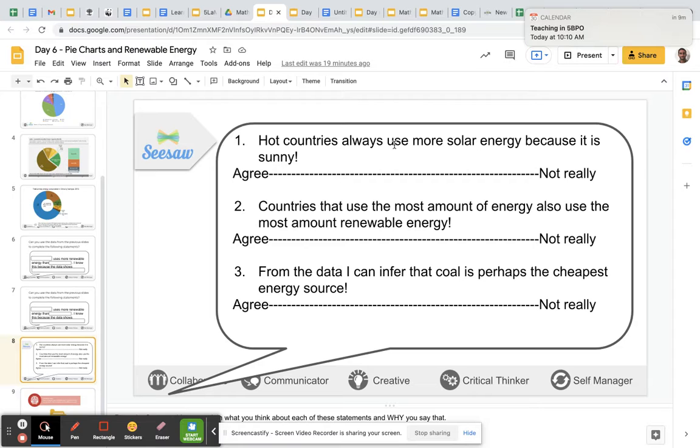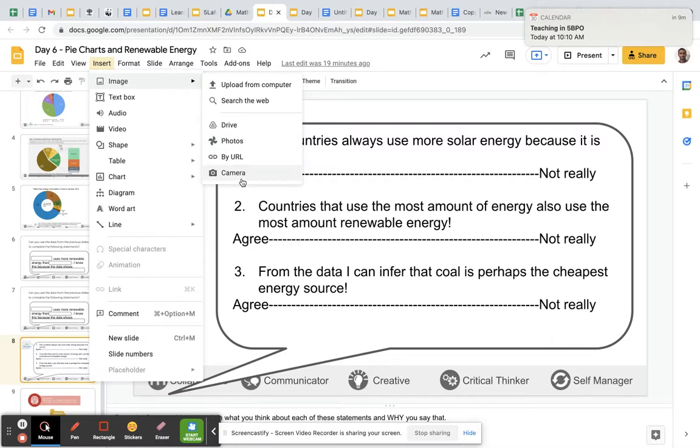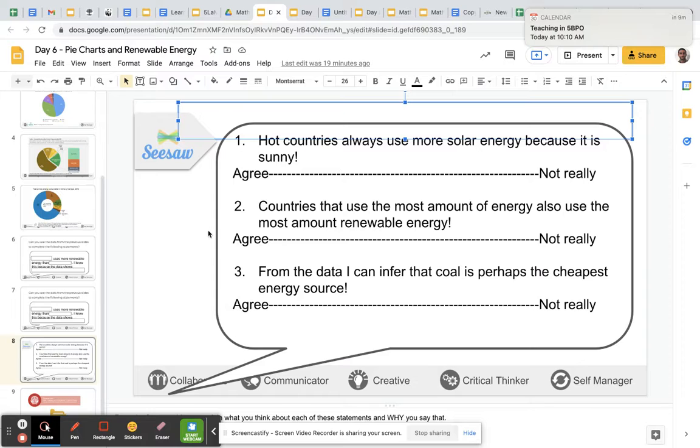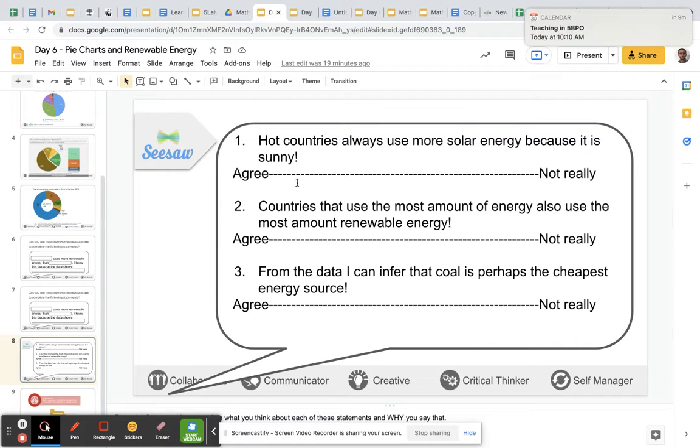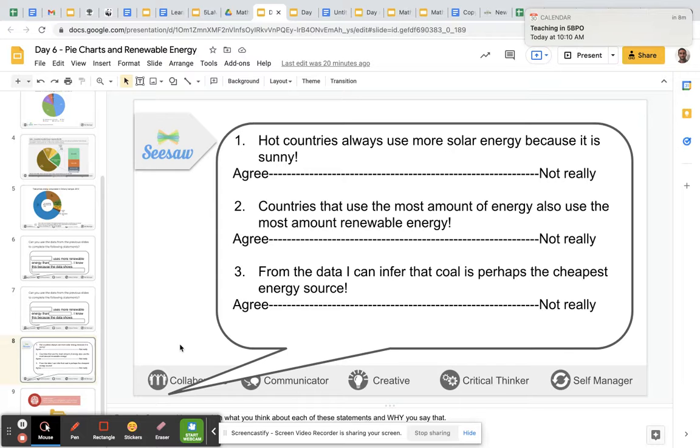What I'm going to recommend you do is that you go insert, and you probably image, and you can go camera, and you can take a little selfie here and make a small selfie and put it somewhere on this scale to basically show what your opinion is on here. Hot countries always use more solar because it's sunny. Do you agree with that statement, or do you not really agree with that statement? It might be that there's not enough information for you to agree, so you're going to say not really. But that's where we want the voiceover to make it very clear. Okay, so where do you fit on the scale? Do you agree? Do you not agree with each statement? And then can you make or give an explanation over the top?